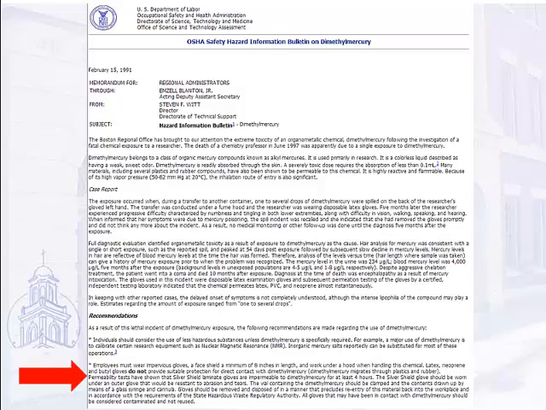For example, what type of gloves are appropriate? In the OSHA guidance document on dimethylmercury, we learn that certain gloves must not be used. The right approach can be learned by communicating with your safety organization.